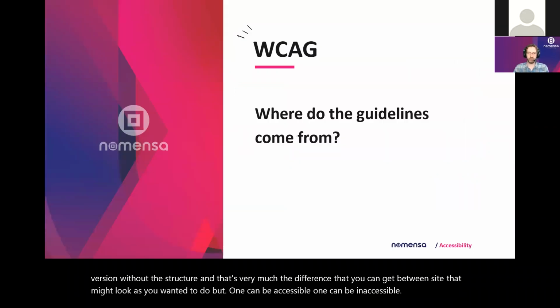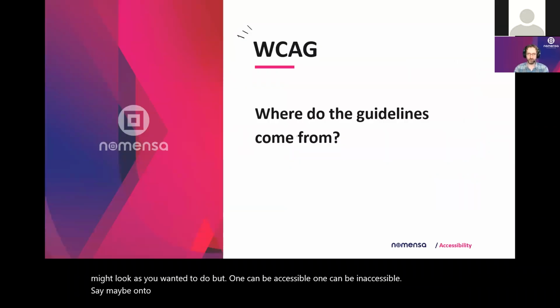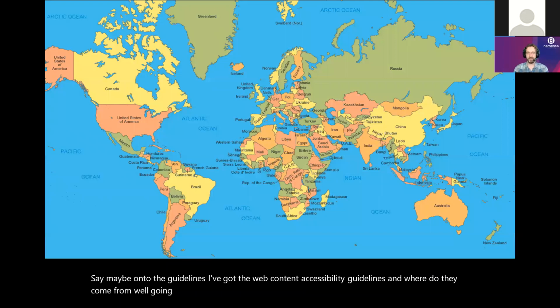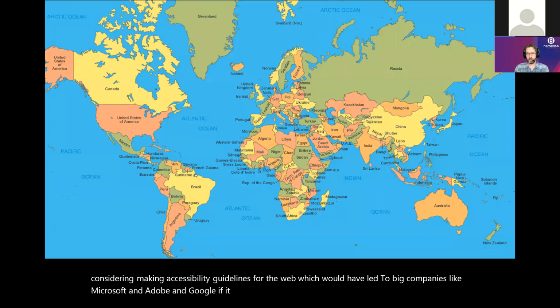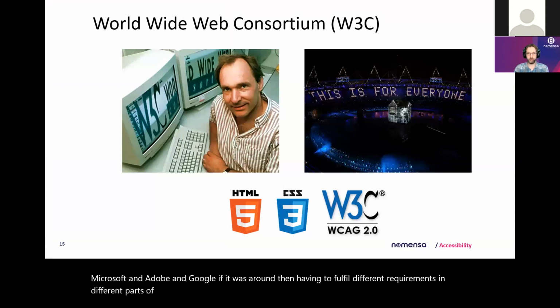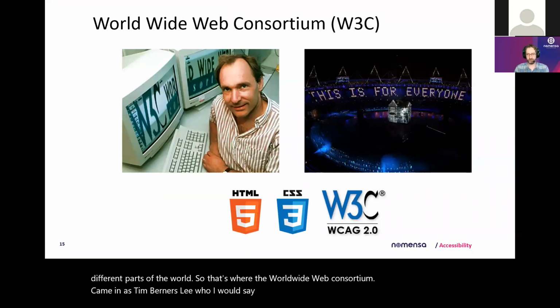So moving on to the guidelines, we've got the Web Content Accessibility Guidelines, and where do they come from? Well, going back to the mid to late 90s, there were quite a few countries around the world considering making accessibility guidelines for the web, which would have led to big companies like Microsoft and Adobe and Google, if it was around then, having to fulfill different requirements in different parts of the world. So that's where the World Wide Web Consortium came in. That's Tim Berners-Lee, who I would say shepherds standards like HTML, CSS, and the accessibility guidelines.